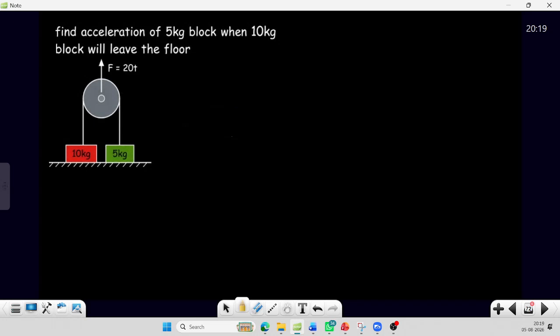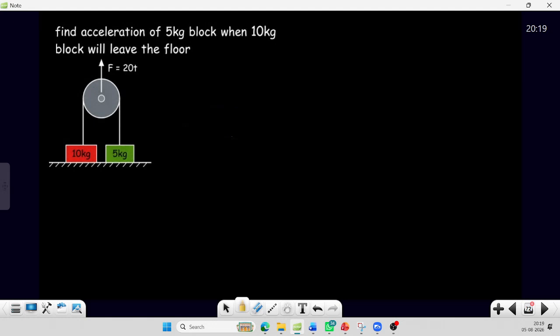Now look at this case. And what they are saying here. Now the 10 kg we need to do. Read the problem carefully first. Acceleration of which block? The 5 kg block. When? When the 10 kg block leaves the floor. Means for the 10 kg block to leave the floor, how much force we need to apply, we need to find first.